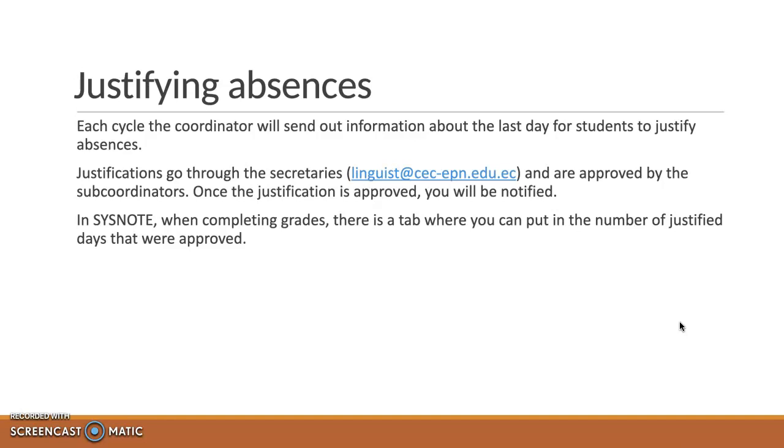What this means is that when you're completing your grades, when you're entering your grades in the system, which we call SysNote, there is a space there where you will put in the number of justified absences. So if the coordinator or the secretary informs you that the student has 3 justified absences, then what you will do is in your SysNote, you will write 3 days are justified. And the system will automatically calculate that and let you know if they have the correct attendance to be able to pass the level with 83.